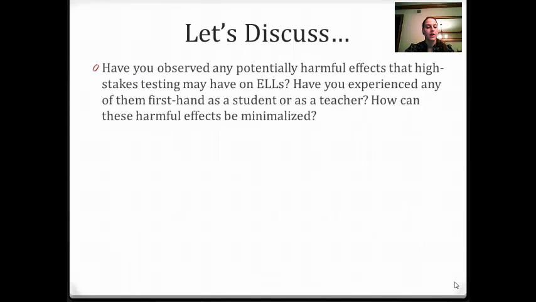Okay, so to begin with, I'd like you to think about if you yourself have ever observed harmful effects that high-stakes testing has had on friends or anybody you've seen go through high-stakes testing in the K through 12 period. And then think about how that may be for ELLs, right? And then we're going to consider today how these harmful effects could be minimized.